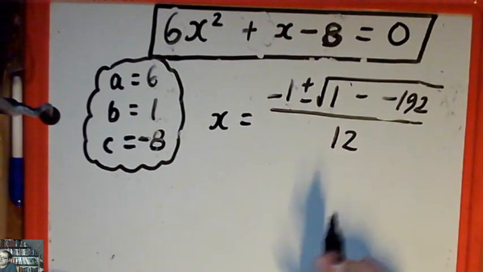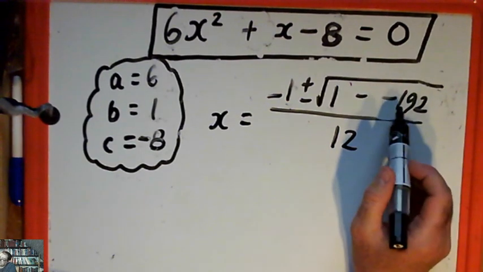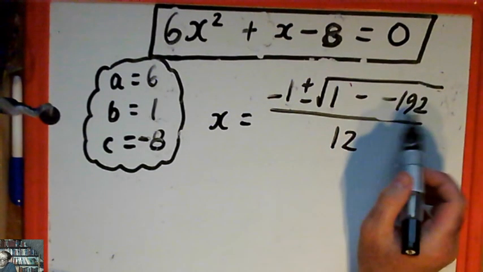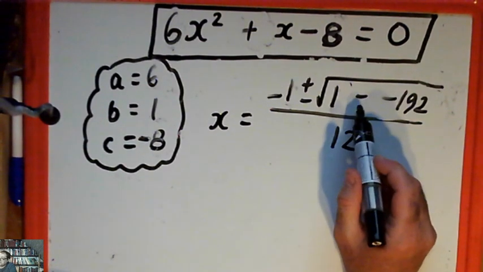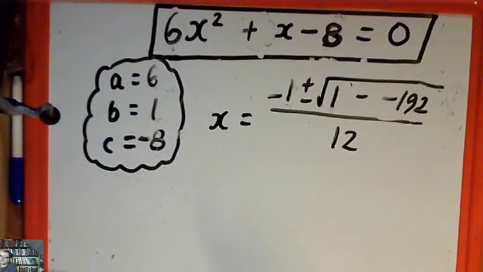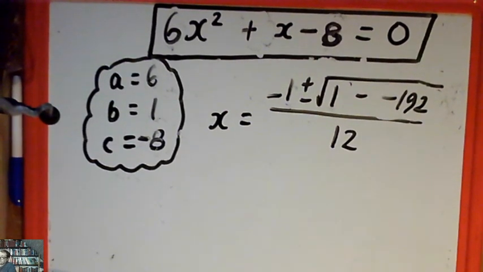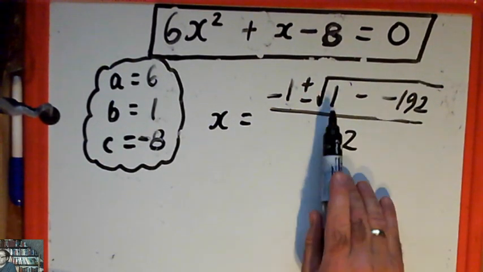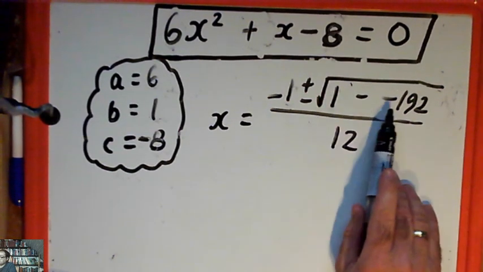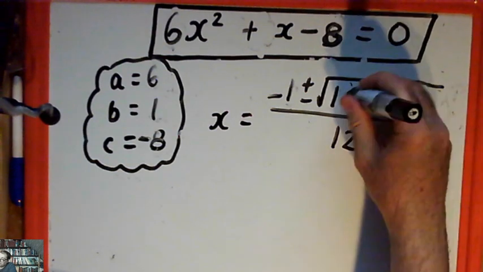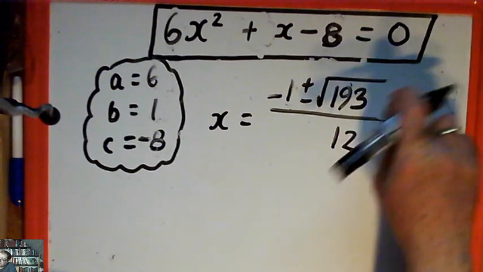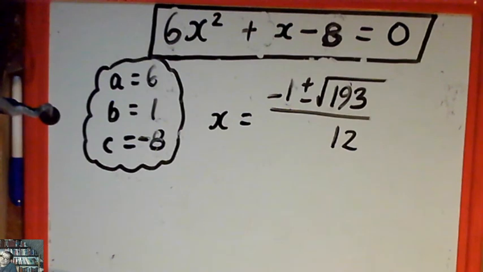But we've got to be a bit careful here because there was a minus from minus 192, but there's another minus that was already there from the formula, b squared minus 4ac. So we've got two minuses. Two minuses make a plus, so that's the same as 1 plus 192. So in that square root sign, we get 193. So the whole thing is x equals minus 1 plus or minus square root of 193 all divided by 12.